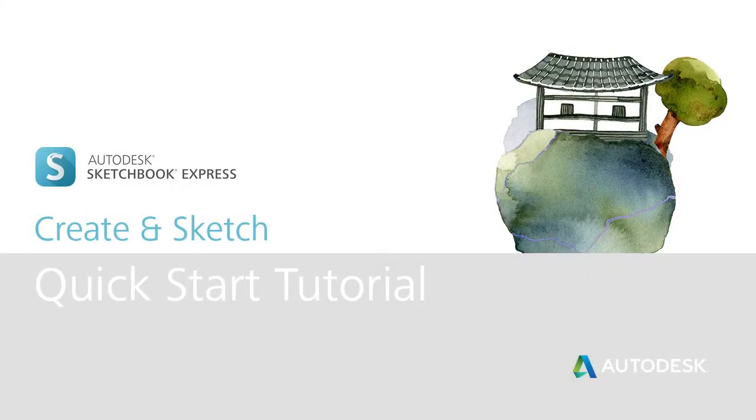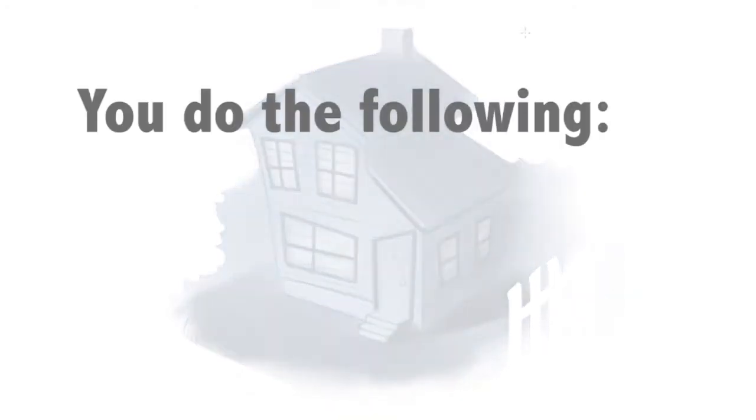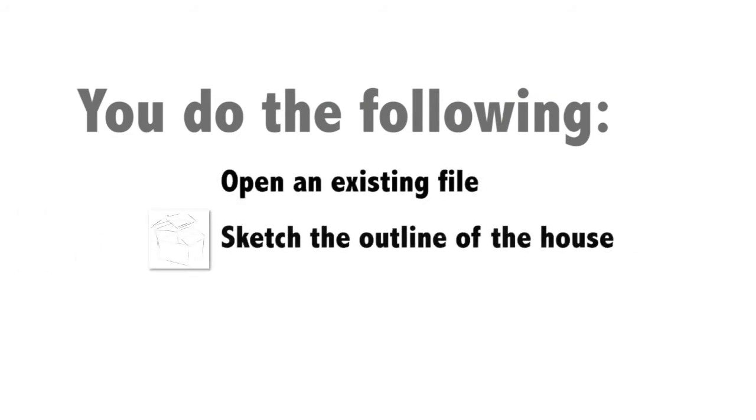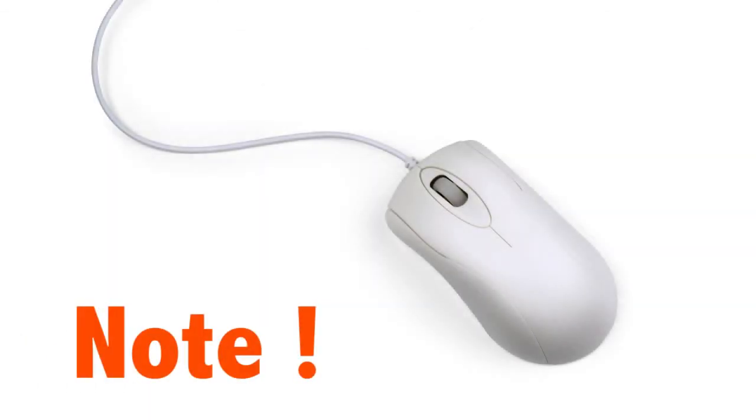Sketch a house. Creating a sketch. In this exercise, you create a stylized sketch of a house using the basic tools. You do the following: open an existing file, sketch the outline of the house, sketch the windows, complete the sketch. Note: the steps in this exercise are based on using a mouse.